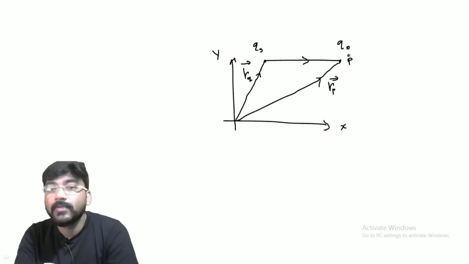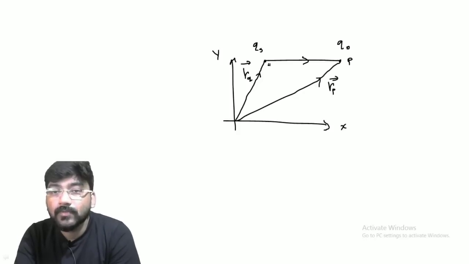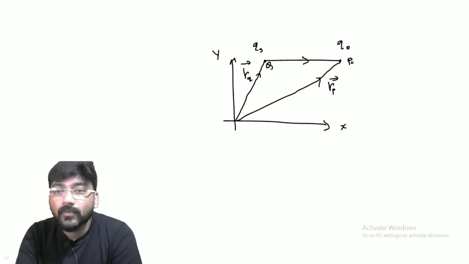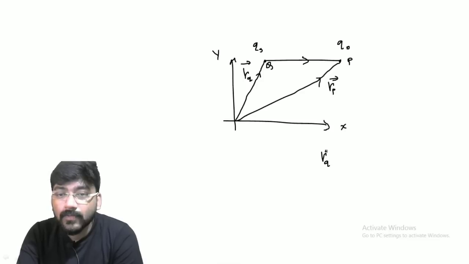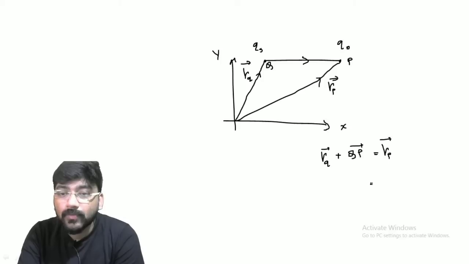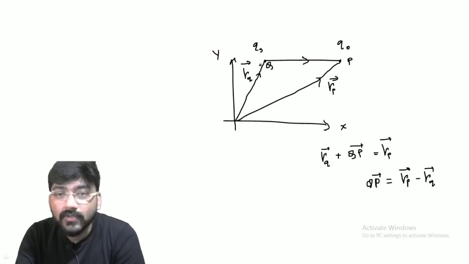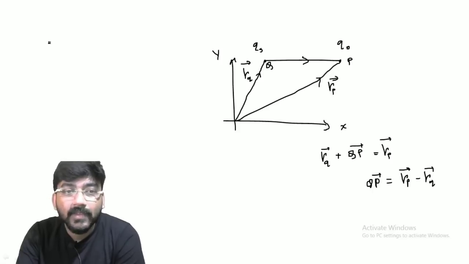So the position vector of p with respect to q. This point let me take as q. The position vector of p with respect to q, according to the triangle law, will be rq plus qp equal to r. So qp will be rp minus rq, that is, r equals rp minus rq.